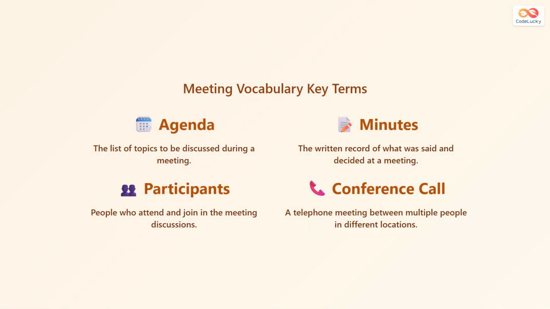In meetings, an agenda is a list of topics to discuss. Minutes are written notes that record what was said and decided during the meeting. Participants are the people who attend the meeting. A conference call is a telephone call where many people in different places can talk together.